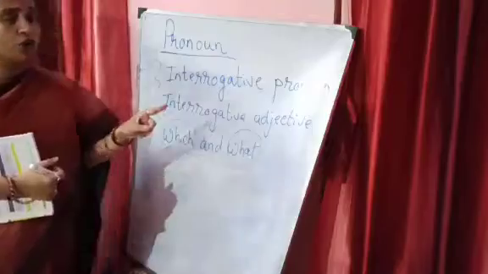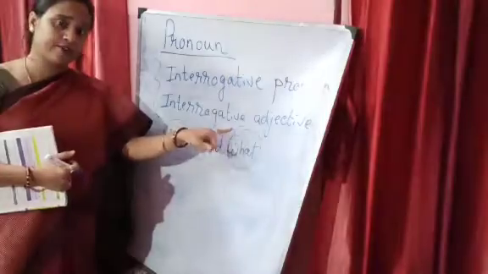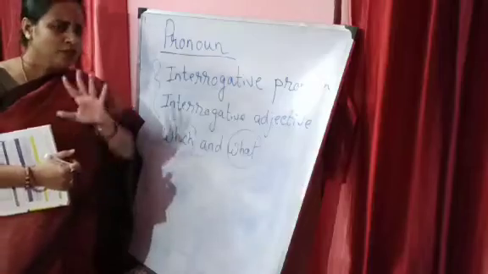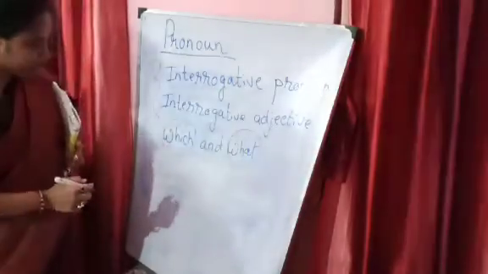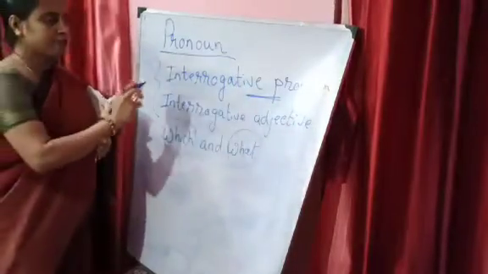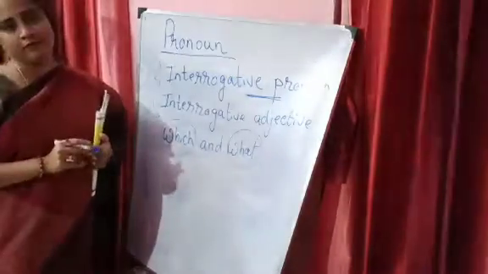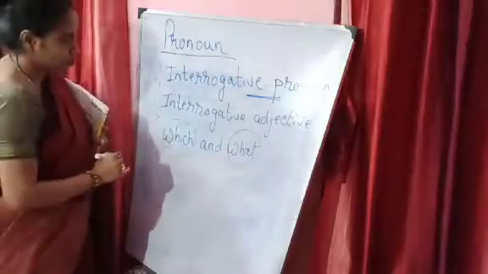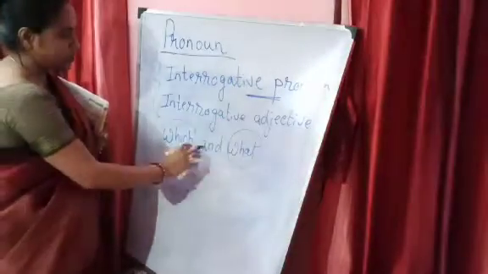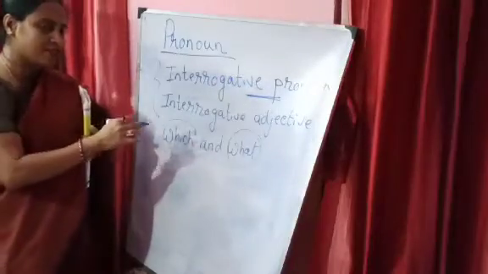So how will you know in a sentence whether it is an interrogative pronoun or an interrogative adjective? Now it's coming in your mind, ma'am, how will we know this? No need to worry, it's very easy, I'm just telling you. In case of an interrogative pronoun, just after the interrogative pronoun, that is which or what, you find a verb. And in an interrogative adjective, just after which and what, you find a noun. Am I clear to you?